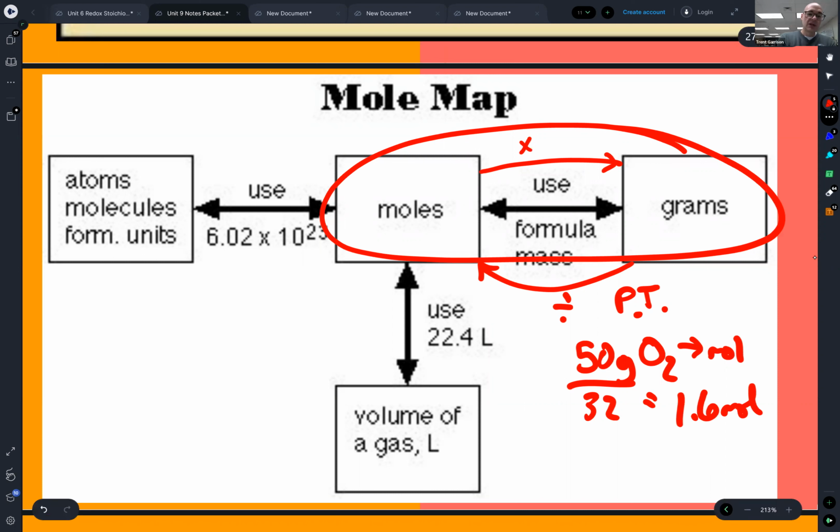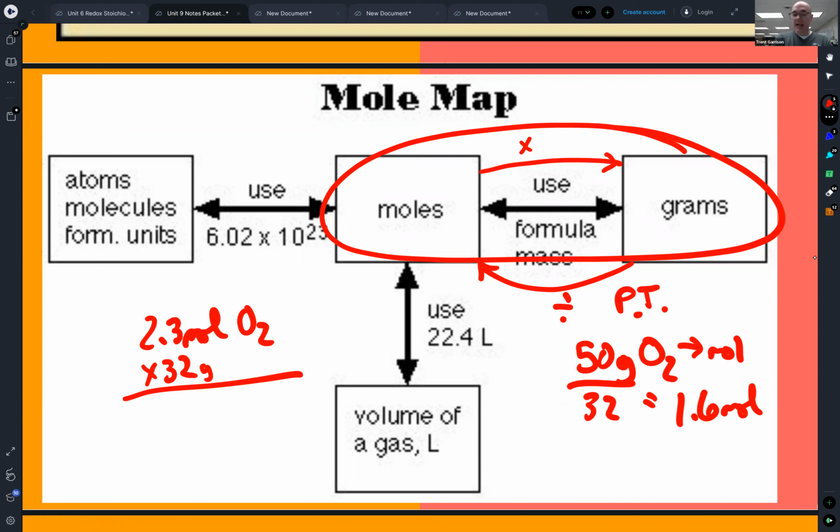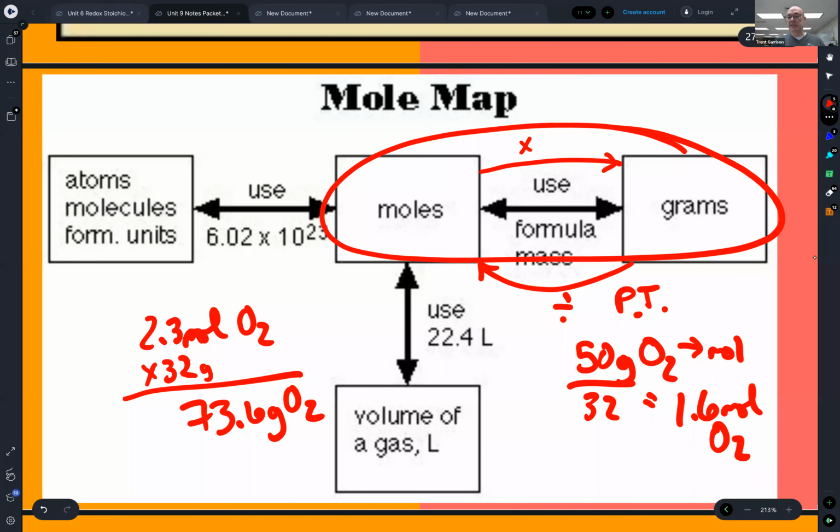If we were given 2.3 moles, and for some reason we need to convert this into grams, multiply that value times 32, and 73.6 grams of O2 is what we would have. And those values, again, come off of our periodic table.